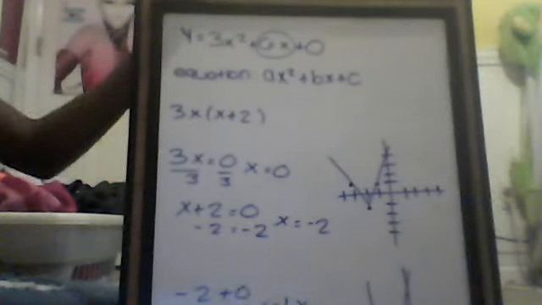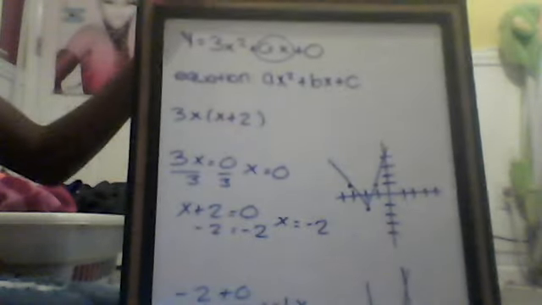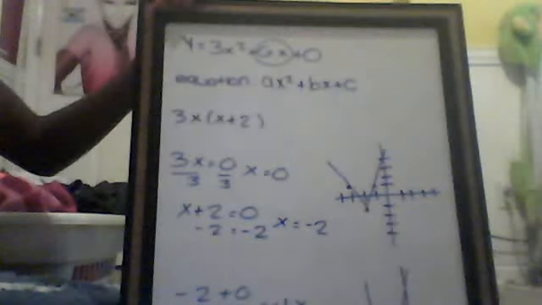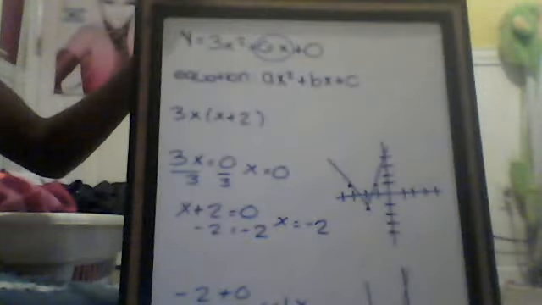This video is on graphing a quadratic function, and the function that I'm using today is y equals 3x squared plus 6x plus 0. I actually added this 0 in there because the equation setup is supposed to be ax squared plus bx plus c, and it just helps me to think about it if I have a c value. And so the first thing you're going to do is factor your quadratic function.